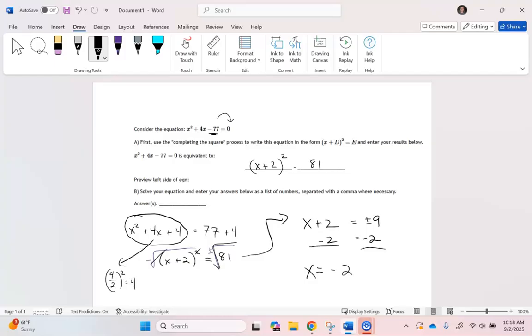Well, one of them is negative 2 plus 9, right? I get the plus and the minus. The other one's negative 2 minus 9. So I get an answer of 7 and an answer of negative 11. So in my online math program, it says solve your equation, list of numbers, separate with a comma where necessary, so I would enter negative 11, comma 7.